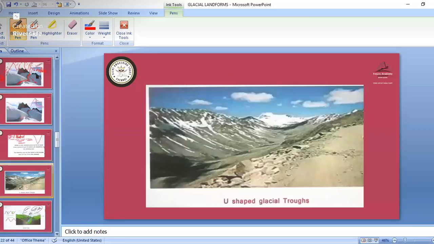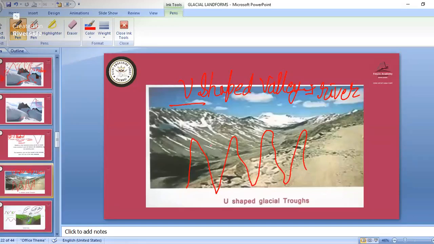See here. We know that we have the V-shaped valley formation. The V-shaped valley formation is in the fluvial landforms. We study about the V-shaped valley. In the mountainous area, what would happen? First, we would have the V-shaped valley formation. Millions of years ago, there might be some rivers flowing in these areas. Because of the flowing of these rivers, there would have been the formation of V-shaped valley.